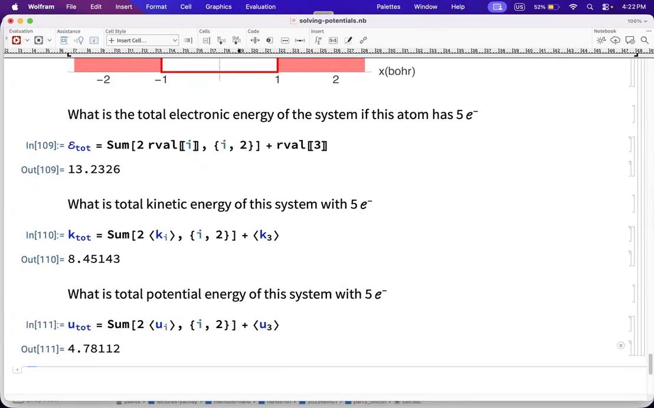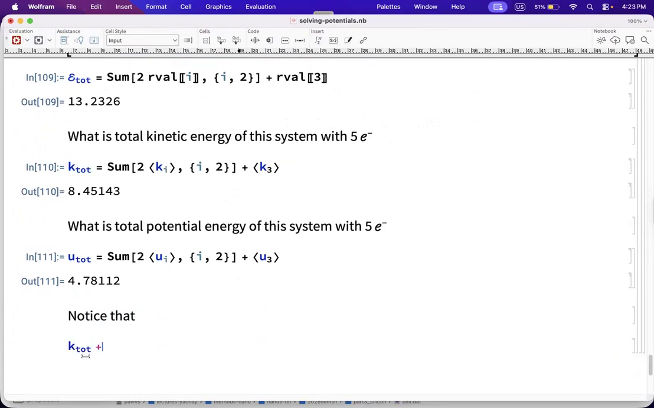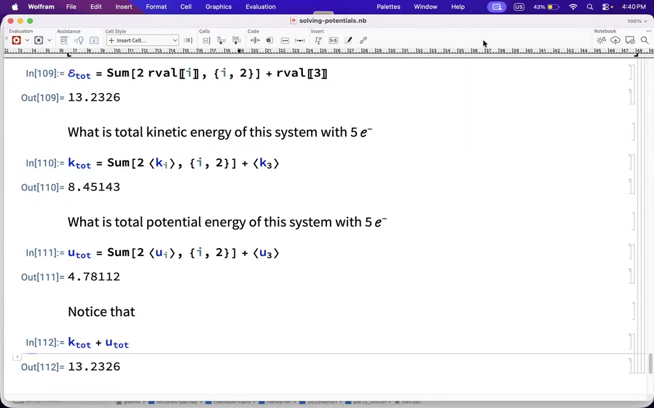And notice that if you add this K dot plus U dot, you have the total electronic energy. So these are some properties that you already know, but just in case you forgot.